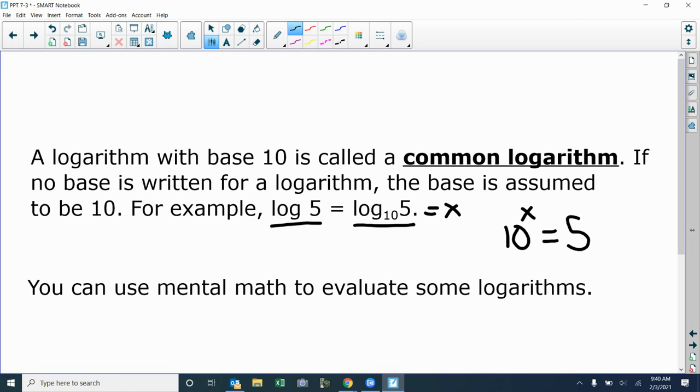10. Real simple, 10 to the first. What's 10 to the 0? 1. Anything raised to 0. So we know that x, if we were trying to solve for it, it'd be somewhere between what? 0 and 1, right? Okay, it's going to be probably an odd number.